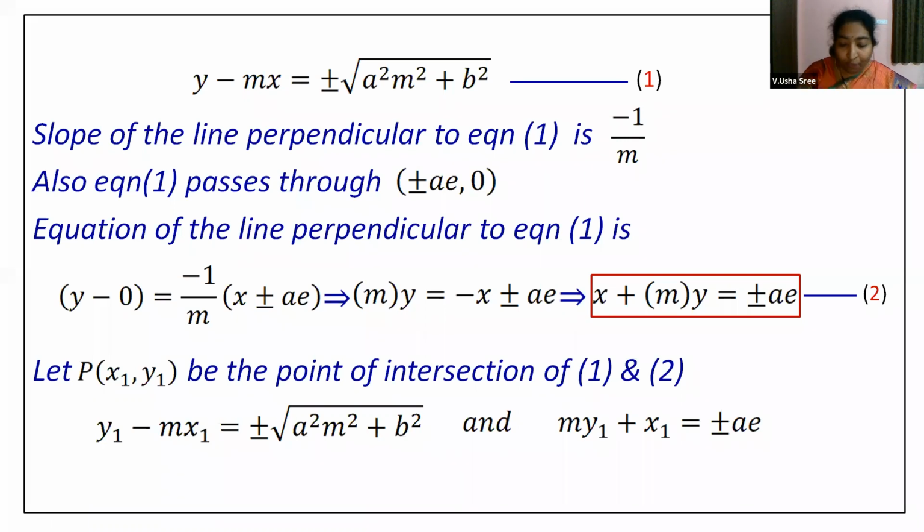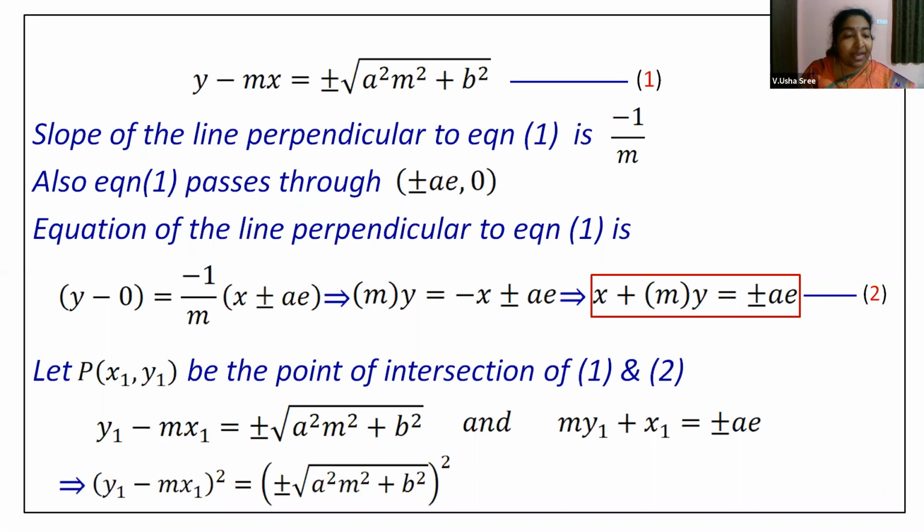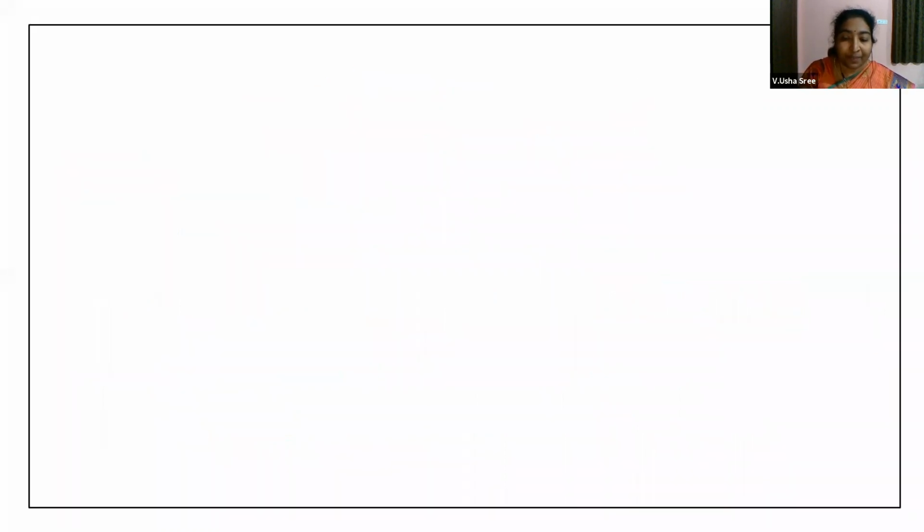Then you go for squaring both sides of both the equations. When you do that, you will have y1 minus mx1 whole square is equal to plus or minus root of a square m square plus b square whole square, and my1 plus x1 whole square is equal to plus or minus ae whole square. Now we'll carry this last statement forward.